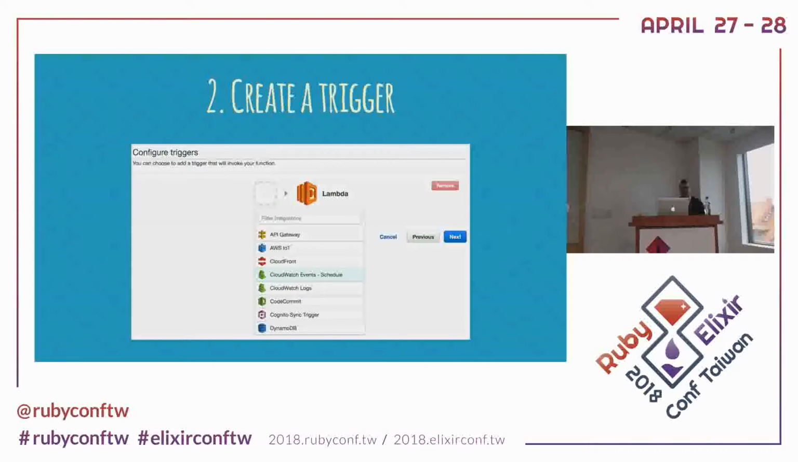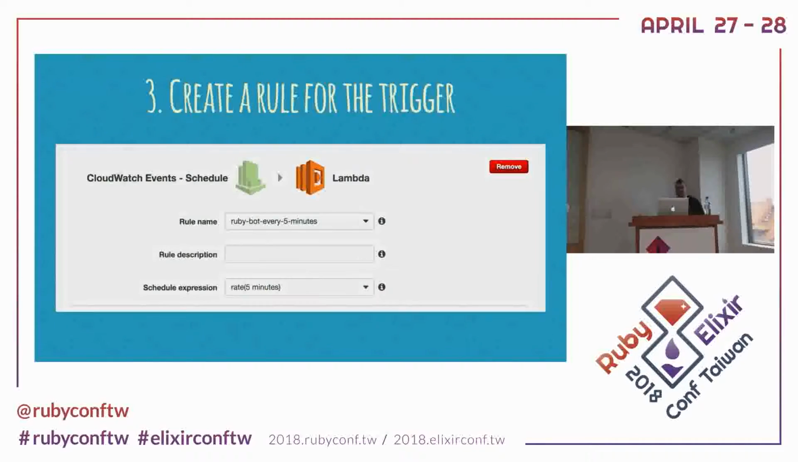Next up, you have to select a trigger that will invoke your function. A lot of people use API gateways so you can ping Lambda from the outside to trigger it, but I chose the CloudWatch schedule service. That's basically saying, run this bot every 5 minutes. Next up, you have to create a rule for that trigger. That's where you say to it, just run this every 5 minutes.